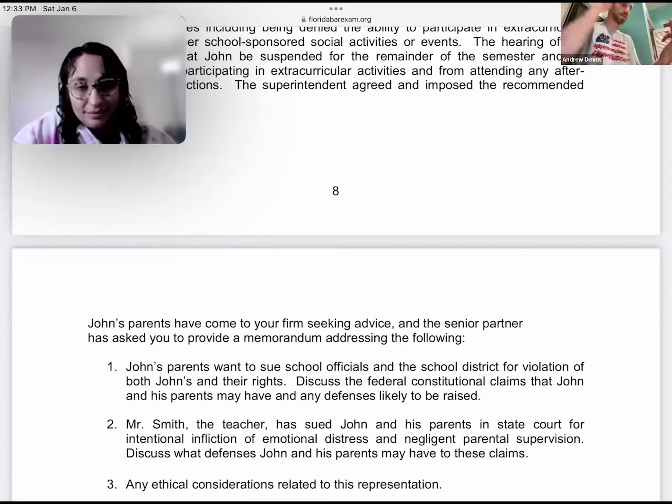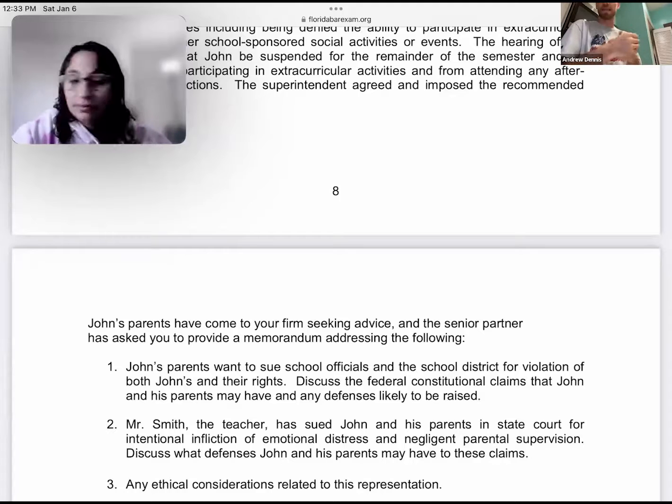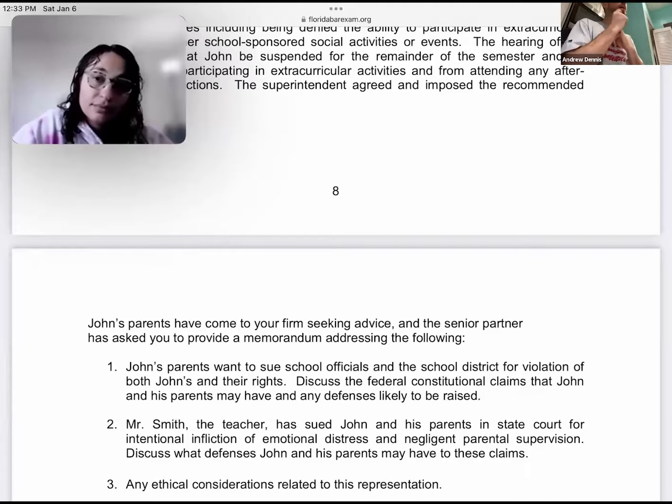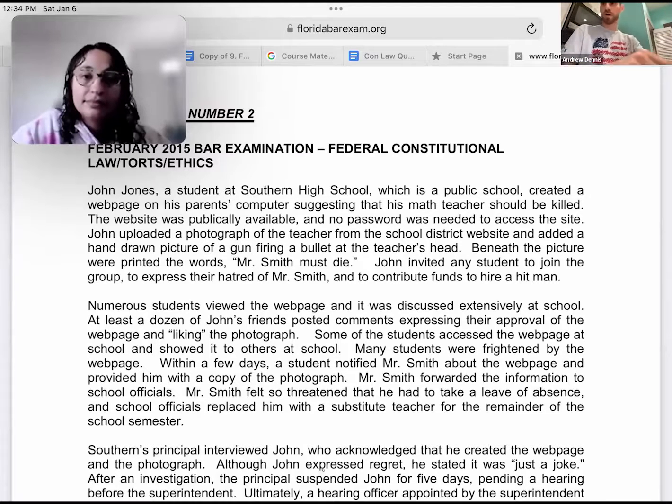This is torts, con law, and ethics. I thought it was going to be defamation, but it doesn't seem to be related to that. It seems to be NIED and negligent parental supervision is actually going to be totally about First Amendment protected speech, public forums, non-public forums, and this kid who hates his teacher. All right, let's get it. John Jones, not the UFC fighter, a student at Southern High School, which is a public school. Why is that important? That's a public school.